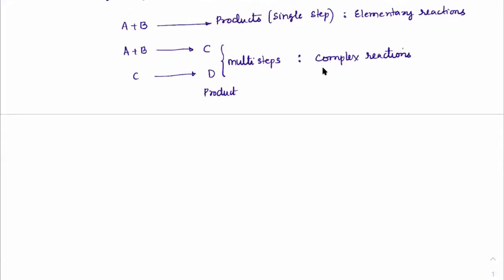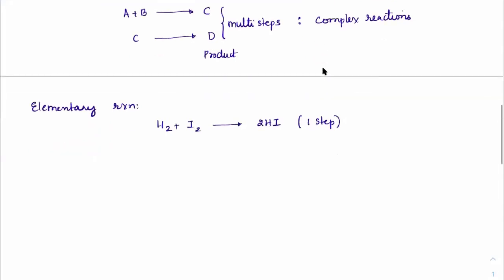In any case, suppose you take an elementary reaction, for example, H2 plus I2 forming 2HI. Assume it is happening in one step, which means what might be happening here: we have the H-H bond here and the I-I bond here.